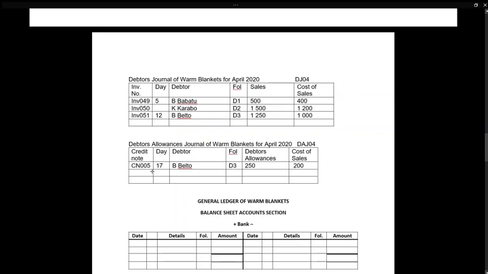Debtors allowances journal. Right, so we will issue Esteban with credit note 006. This took place on the 21st, and the debtor is Esteban.